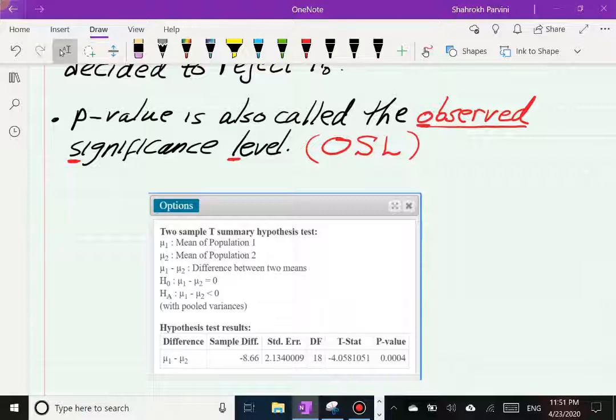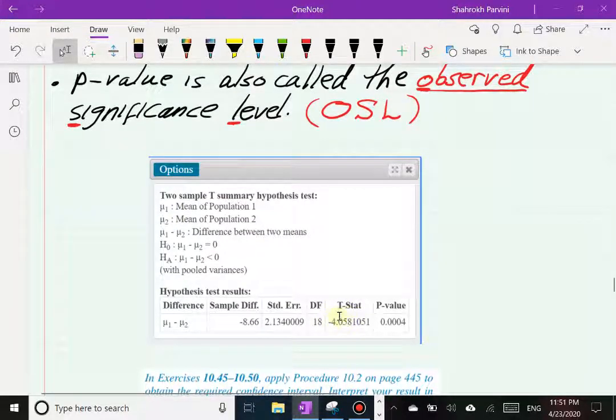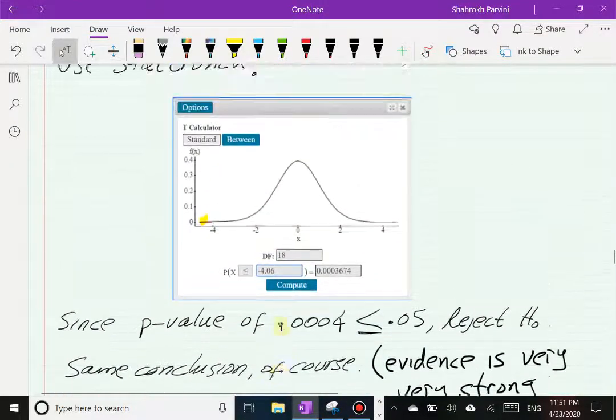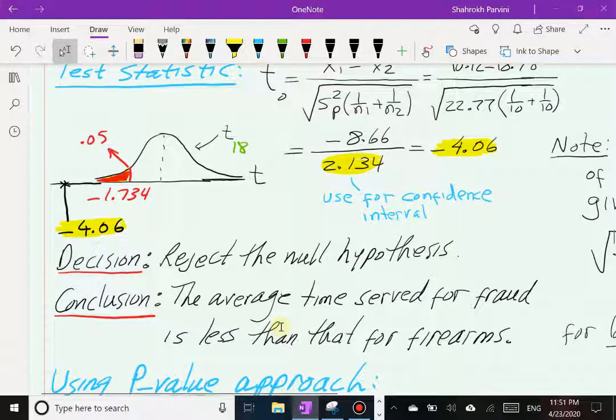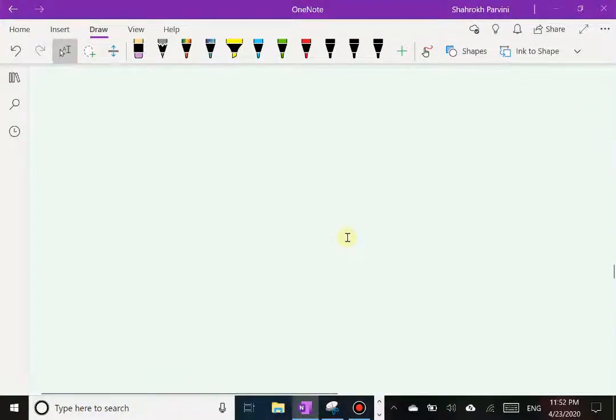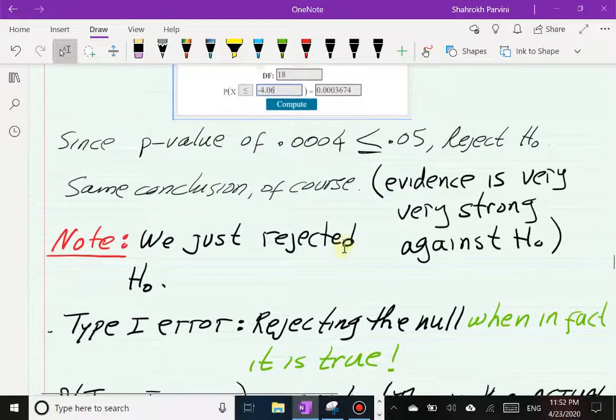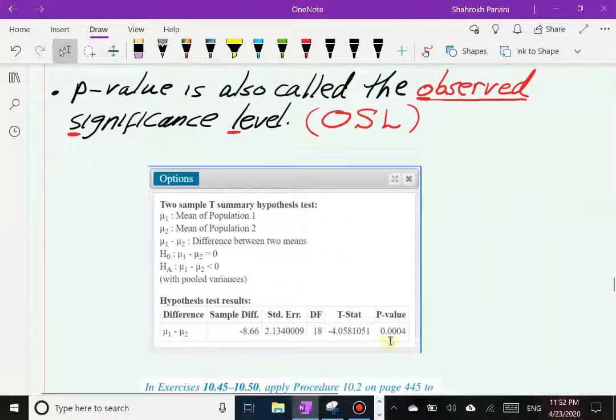Now, you can see here, this is our test statistic. It's pretty close to what we got. The standard error here is 2.134, right? Our standard error, 2.134. And if you go up here, there you go. This is 2.134. You see that? So StatCrunch will give you this number also, 2.134. And the rest of it is our p-value. The p-value is 0.004. So how did I get this output?